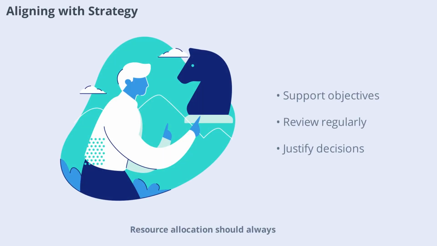Resource allocation should always support your organization's strategic objectives. This means regularly reviewing your strategy and ensuring that allocation decisions are in sync with long-term goals. When resources are aligned with strategy, every project and initiative contributes to the bigger picture. This alignment also makes it easier to justify allocation decisions to stakeholders.